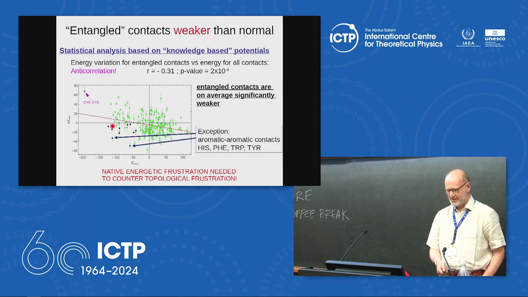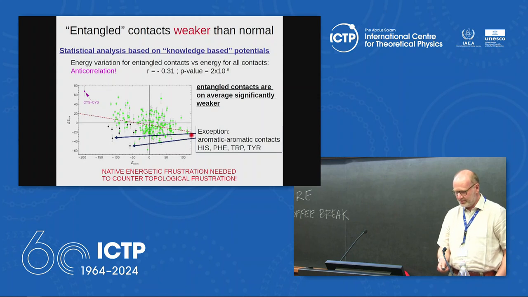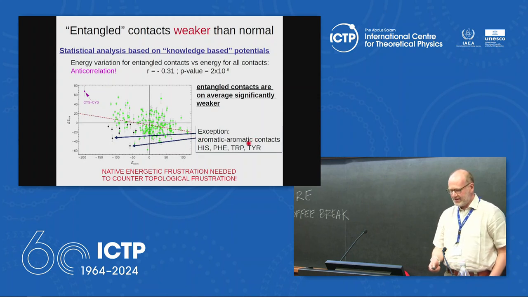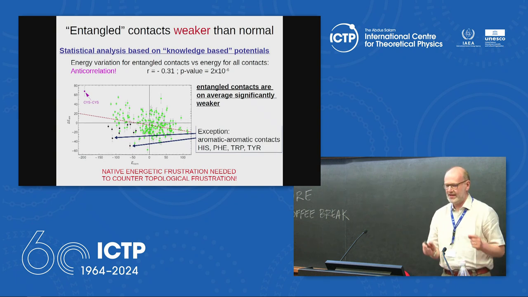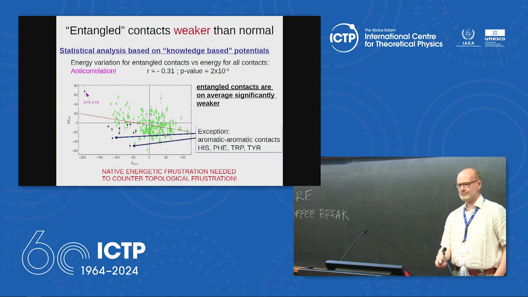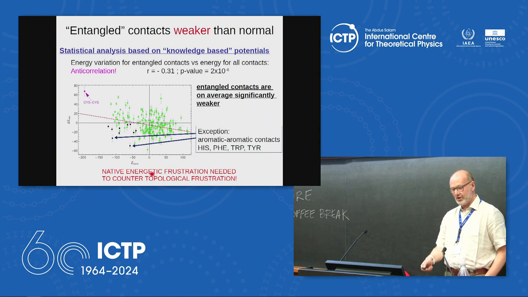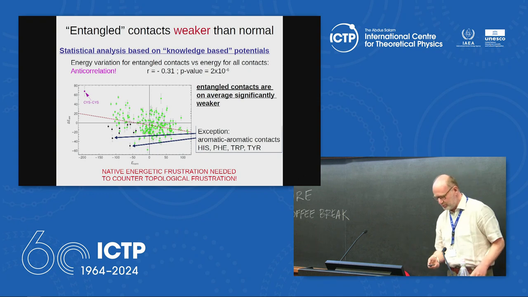Look at this area here. Notably, and this is just an empirical observation, aromatic contacts all belong to this area. So they are found even more enriched at the end of entangled loops. Our interpretation of this anti-correlation is that some amount of native energetic frustration destabilizing native contacts is needed to counter the topological frustration which is due to the presence of an entangled loop in the native structure.